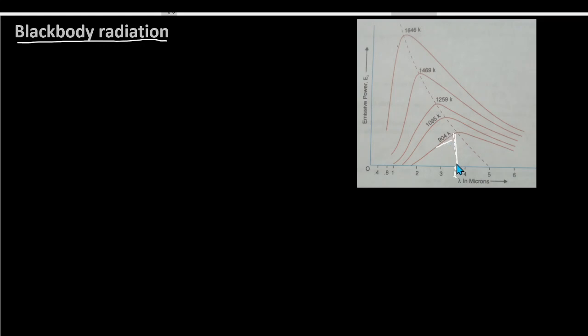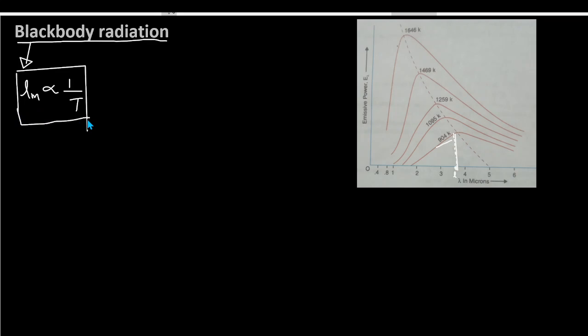So for different temperatures, you can find out the lambda for which the energy emitted is maximum. And that can be written in the form of Wien's displacement law. Now let's discuss what Wien's displacement law is. From this experimental graph, Wien derived a very important law: lambda m is inversely proportional to the temperature. Okay, so this is Wien's law.